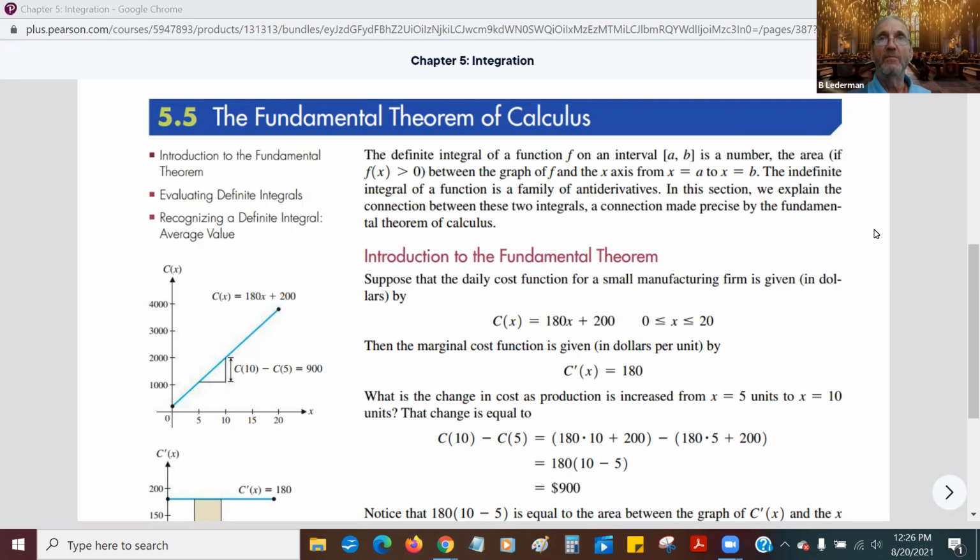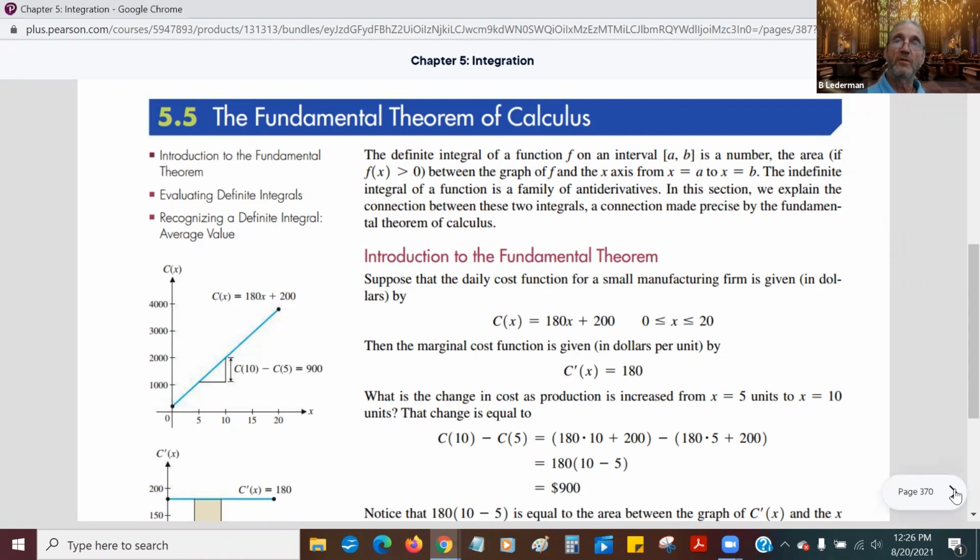What he did is he made a connection. He connected the idea of a derivative to the idea of an integral, meaning he made a connection between the definite integral, meaning the area under the curve, and the antiderivative. That is so fundamental to calculus that it's called the fundamental theorem of calculus, and that's what we're going to get to right now.